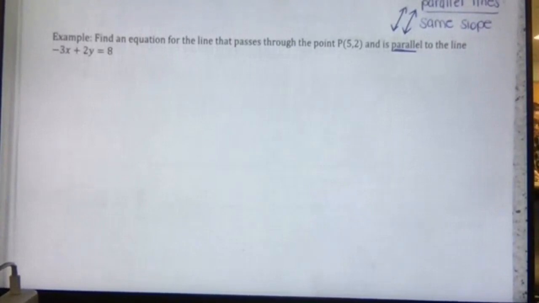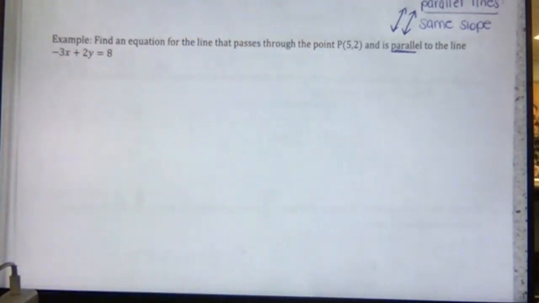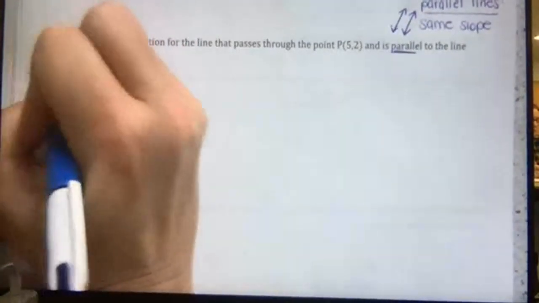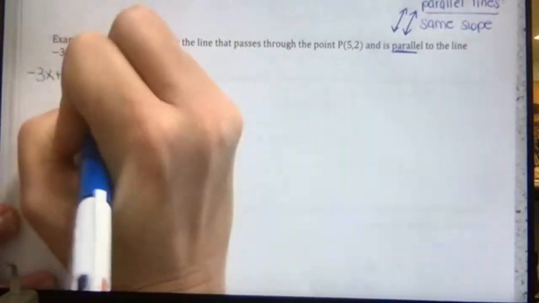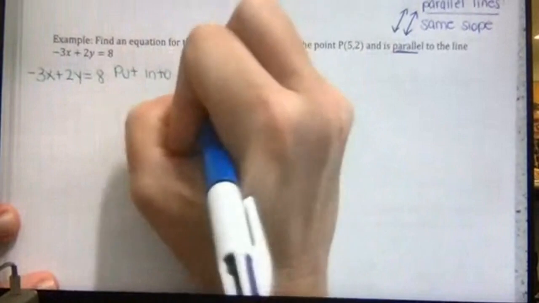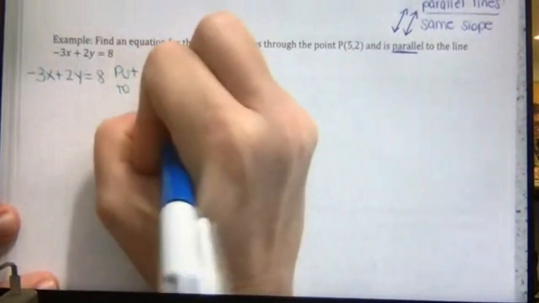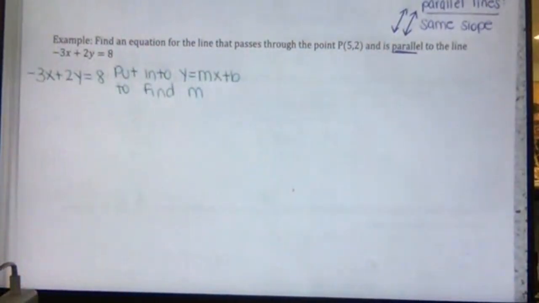So if it tells us it's parallel to the line -3x plus 2y equals 8, I could use this equation to find this slope. Once I know it's this slope, our new slope is going to be the same thing. So let's use a different color. So if they give us -3x plus 2y equals 8, we need to put this into y equals mx plus b form to find our slope. Just by looking at this, it's not in y equals mx plus b form, it's actually in standard form. So I can't just look at it and find the slope. I have to actually do a little bit of math.